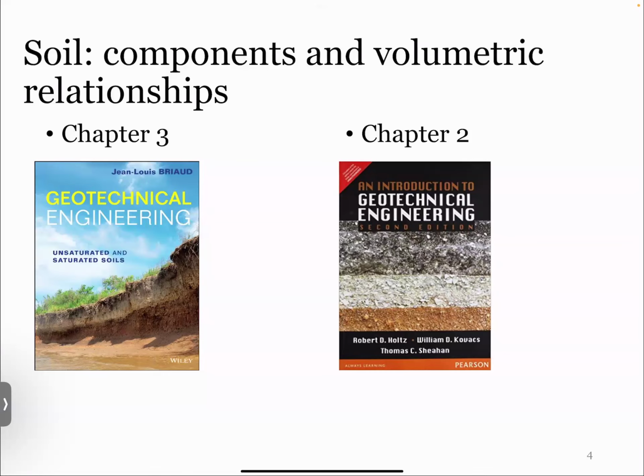So that being said, these are the two chapters in the two textbooks, but also this is everywhere. So you can just Google density, soil, phase diagrams, and it'll pop up. There's lots of study guides online.